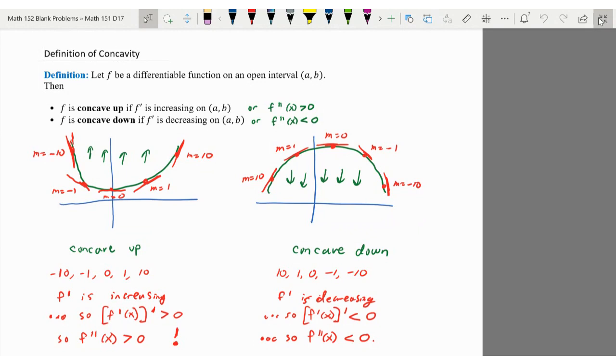When you think of concave up, what you're really thinking of is a function that's kind of smiling up, or like a bowl upward. And if you think of a function that's concave down, you're thinking of more of a frown, like the one that you see on the right side.